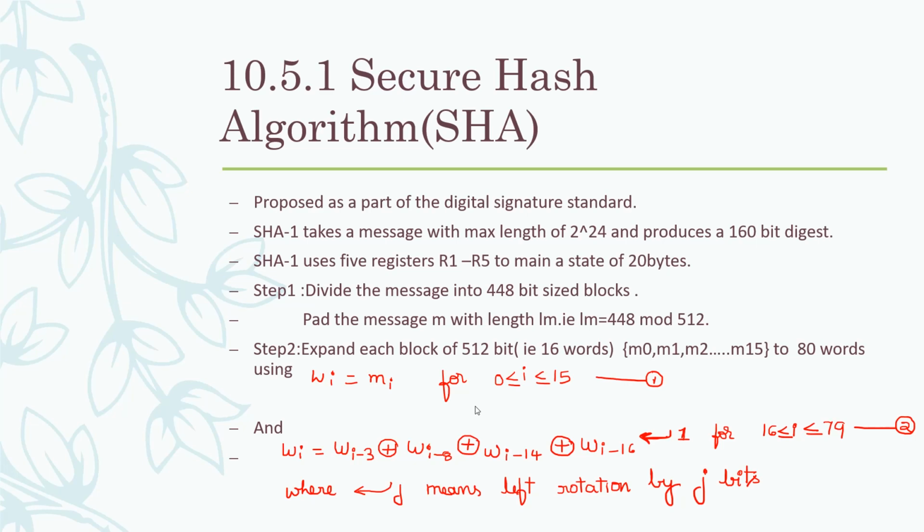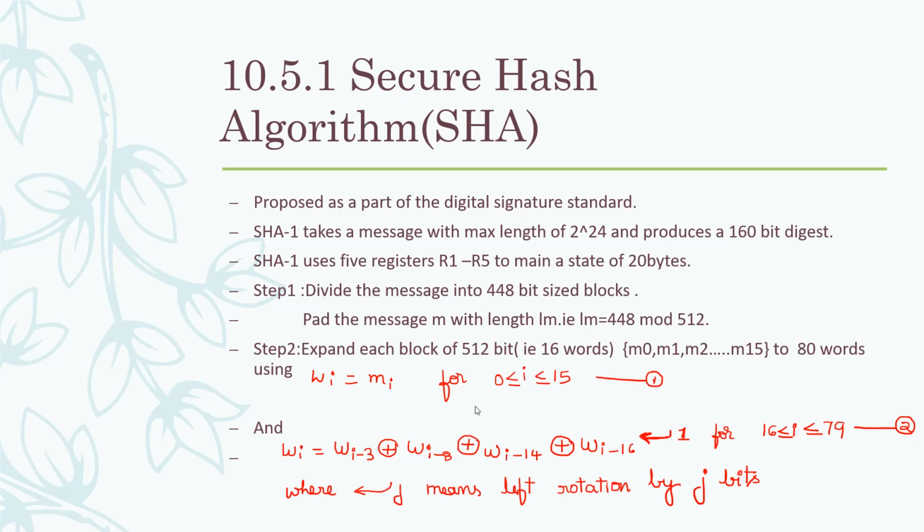Next, each block must be expanded. Each 512-bit block is 16 words, each word is 32 bits, or we can say 4 bytes. Now this 512-bit block, that is 16 words, should be expanded to 80 words. Let's label the 16 words as M0 to M15. Now we need to calculate the 80 words. The first 16 words will be the message words themselves.